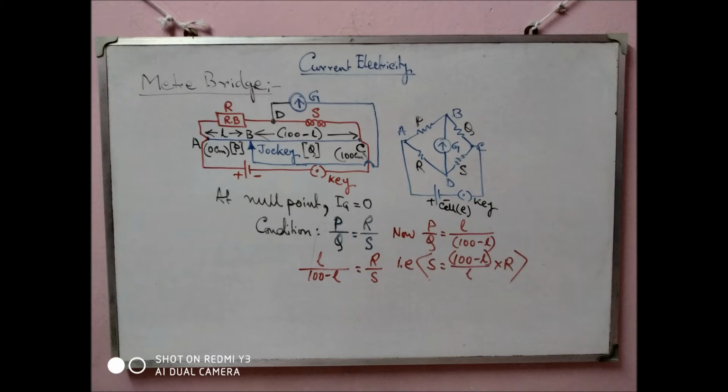So between A and B, what is the resistance? We know from Wheatstone bridge diagram it is P. So here AB length, suppose L centimeter, that means that L centimeter length of the wire indicates P resistance. And the remaining part is 100 minus L, simply because 100 centimeter total minus L. That represents the resistance Q. So total is P plus Q. If anyone asks you what is the total resistance of the meter bridge, it is simply P plus Q.